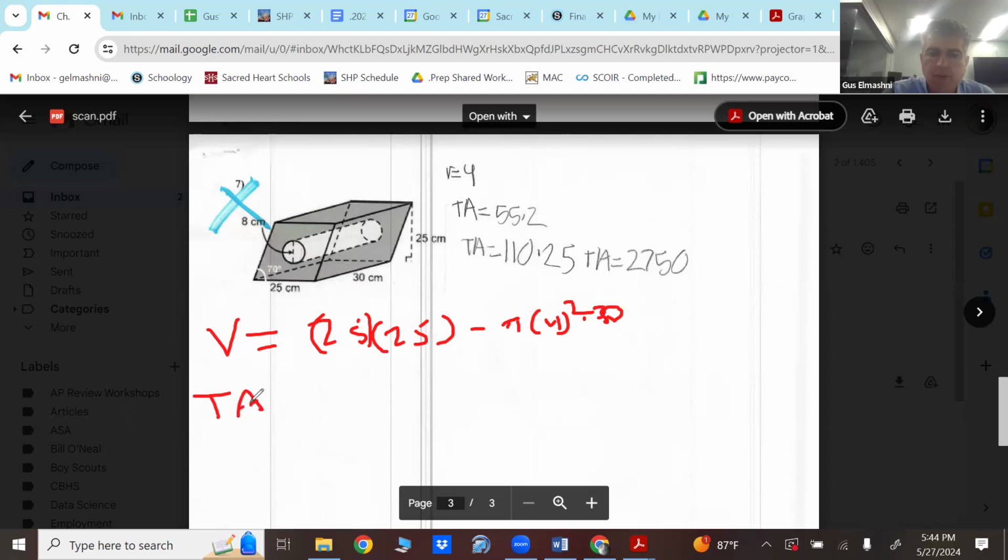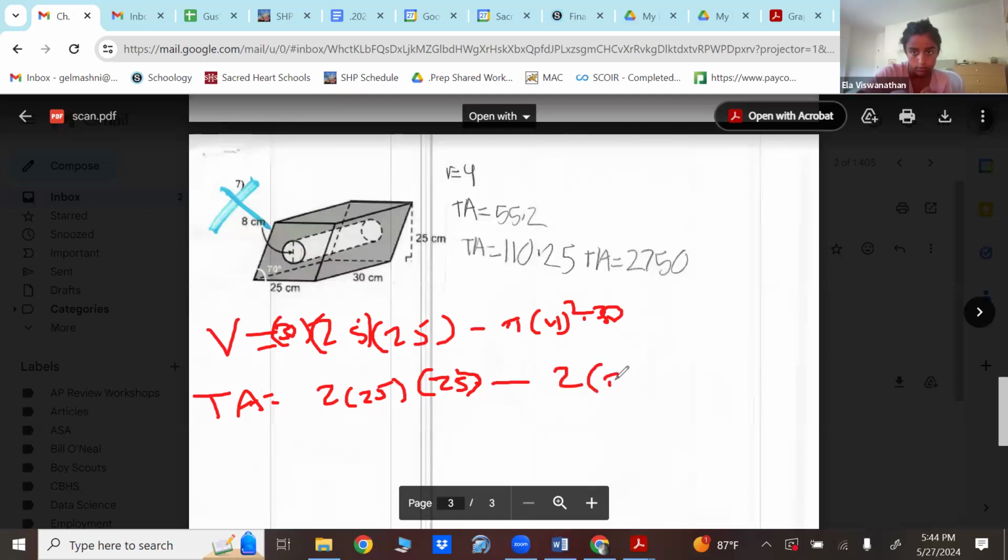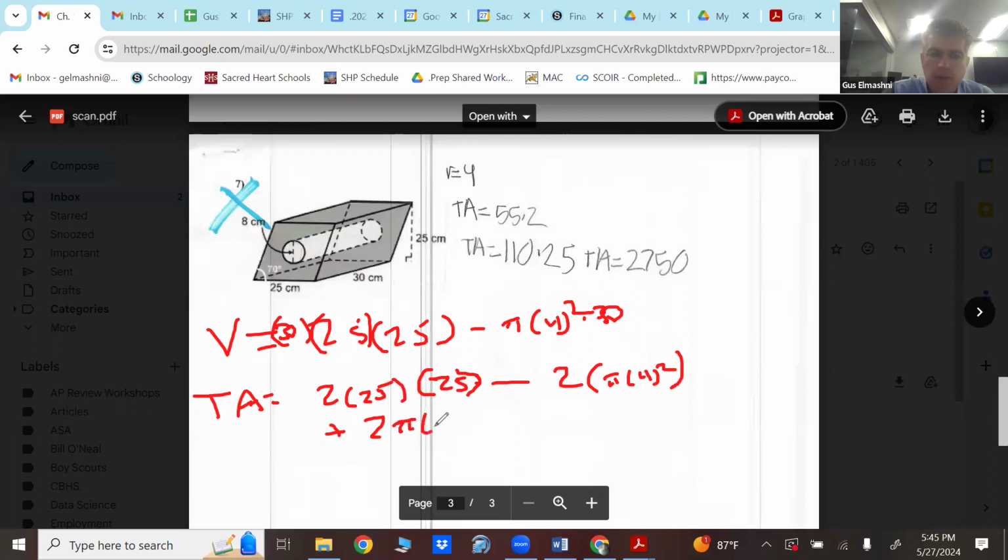But then the total area. Okay, so we do have 25 times 25 times 30, my bad. But we have this right here, minus. Plus the lateral area, which is 2 pi 4 times 30, because that's the inner part. Then you have these two here, which are 25 times 30. So 2 times 25 times 30.